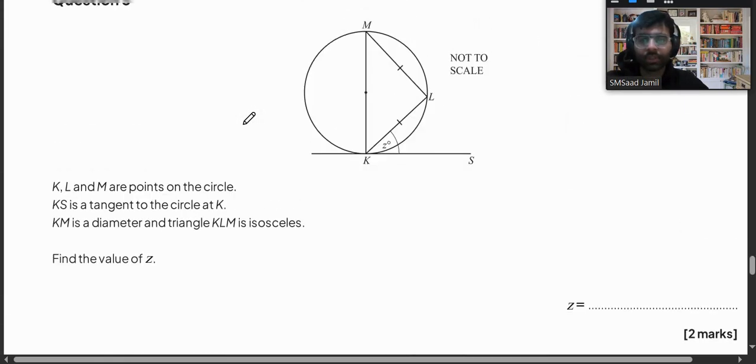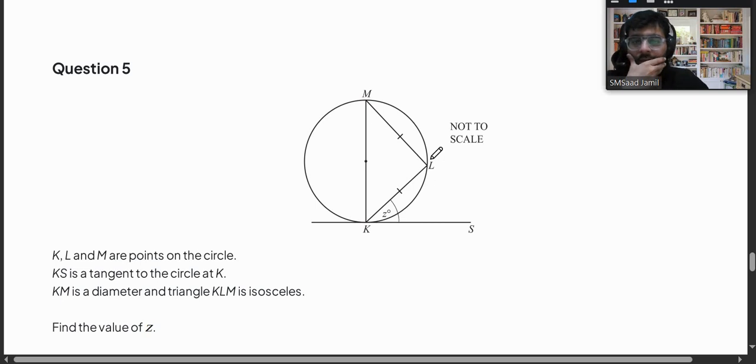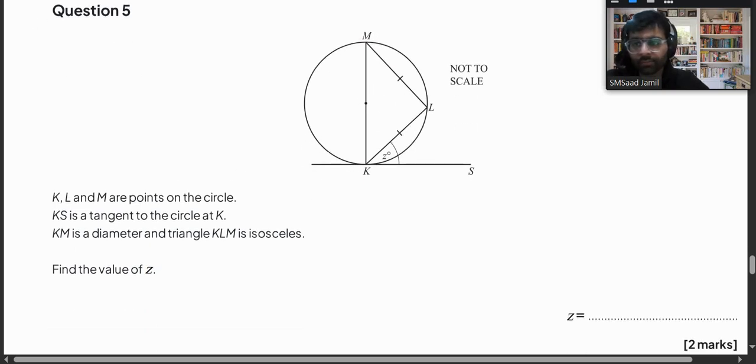No problem. Bismillahirrahmanirrahim. K, L, M are points on the circle. KS is a tangent to the circle at K. KM is diameter. Find the value of Z. So look guys, if you're unable to do this, you're again forgetting something important. What? This is 90 degrees.